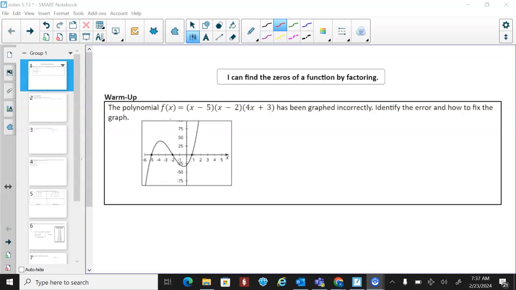All right, this is a video for 513 nodes, factoring polynomials to find zeros. After today, you're going to be able to find the zeros of a function by factoring.